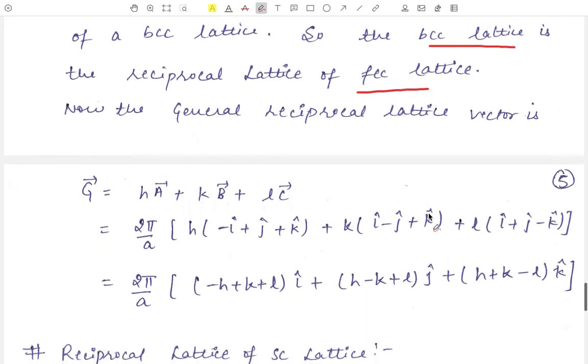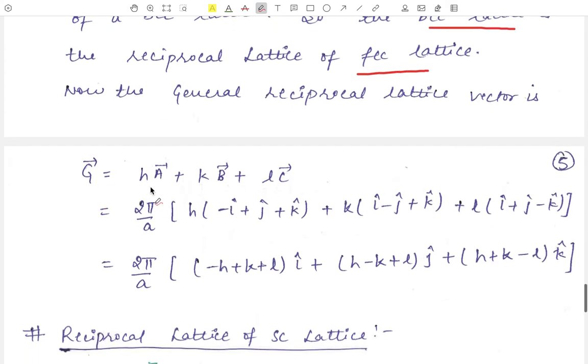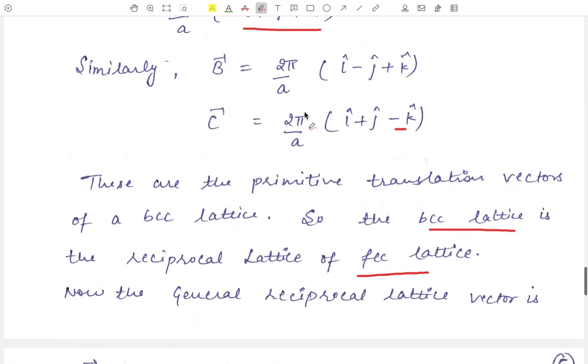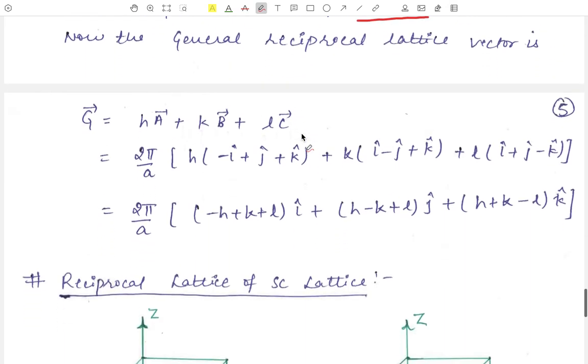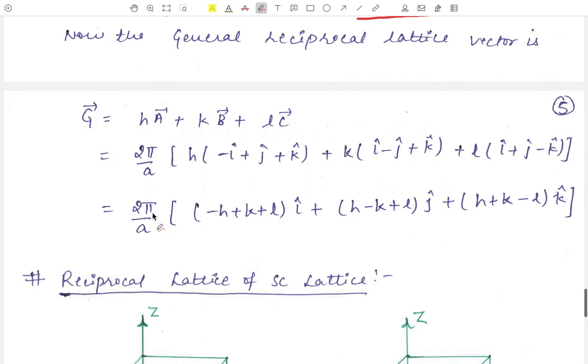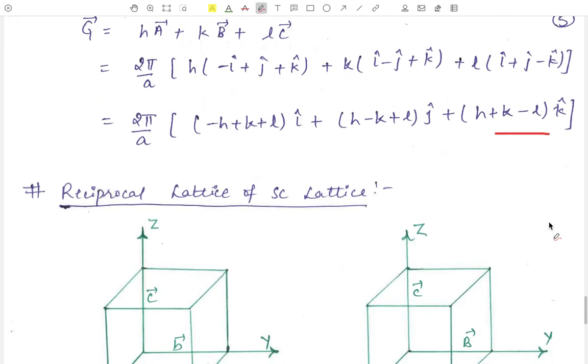Now the general reciprocal lattice vector for the BCC lattice is G vector equal to hA plus kB plus lC. Using these values of A, B, C vectors here, we get the capital G vector is equal to 2 pi upon a into minus h plus k plus l i cap, plus h minus k plus l j cap, plus h plus k minus l k cap. This is the general reciprocal lattice for the BCC lattice.